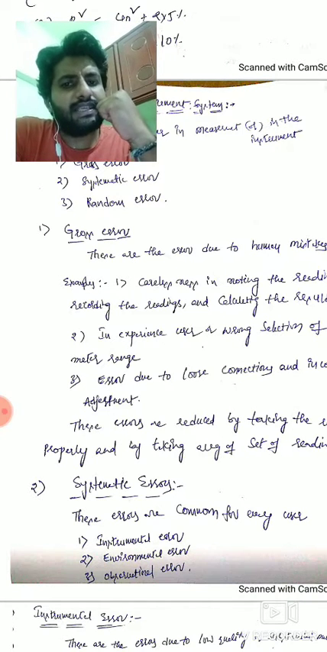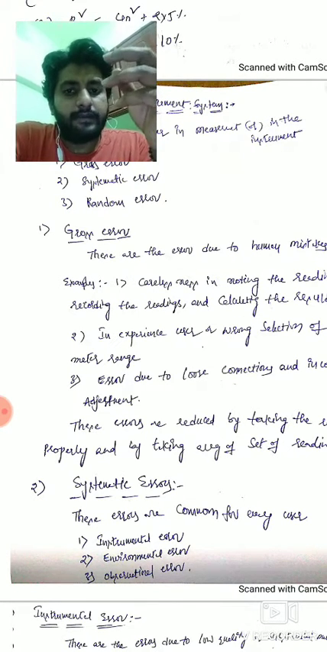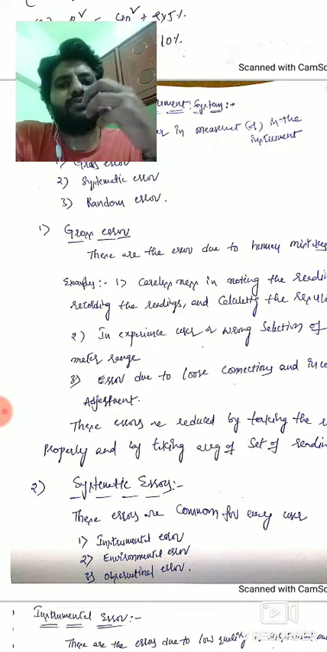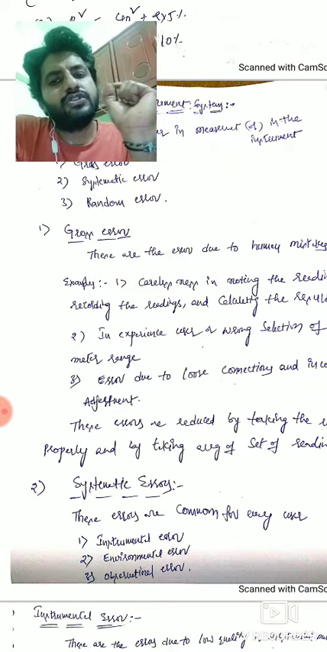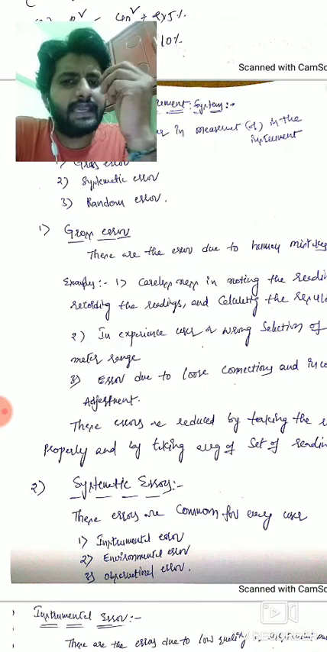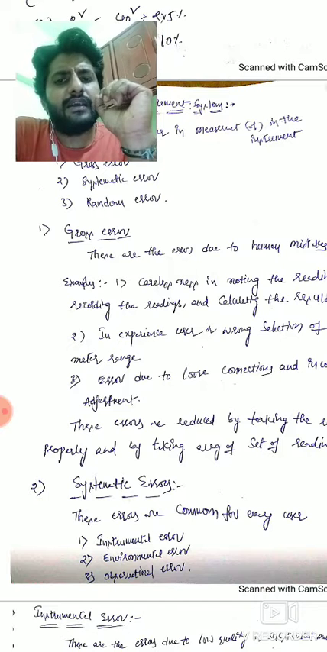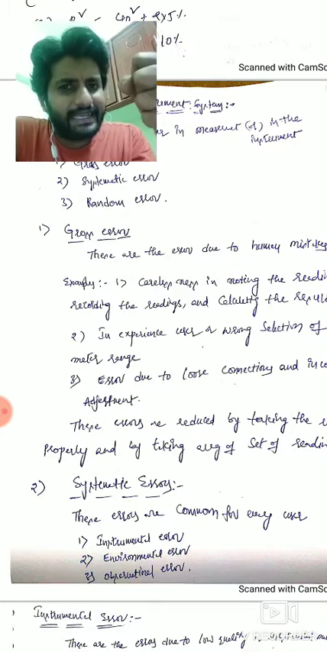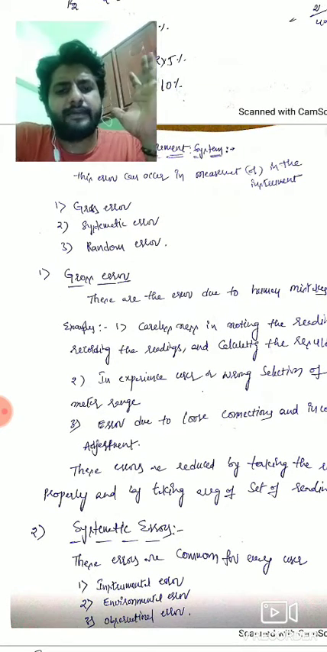So the first one is carelessness while taking the readings from the instruments. What is a gross error? Gross errors are the errors due to human mistakes. What are the human mistakes? For example, carelessness while taking the readings, which will definitely give an error. The second one is the inexperienced user, who doesn't know what type of instrument he has to take to measure the unknown quantity. With that, definitely you'll get an error.